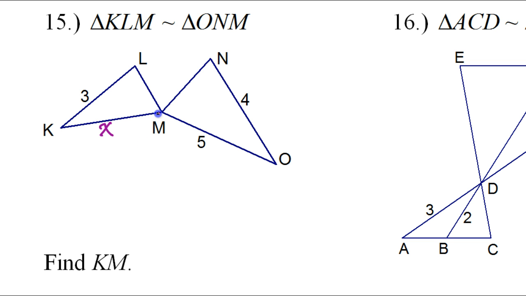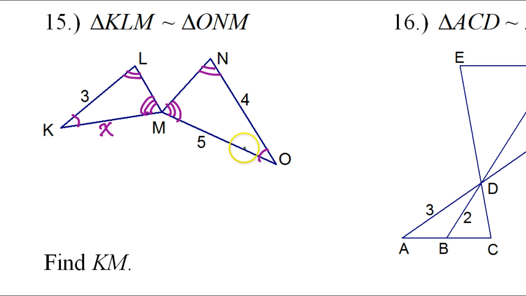Okay, now things that are similar. So K and O are corresponding. So alright, these go together. L and N are corresponding. So these angles go together. And M and M are corresponding. So these are going to go together. Alright, just keep that in mind. So they're sort of like mirror images of each other, but of course one's bigger than the other.